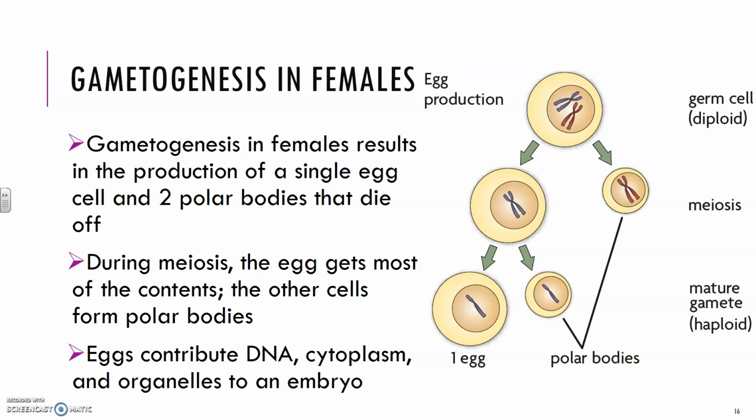All right, so from one germ cell in egg gametogenesis, you're only going to get one egg, whereas in gametogenesis in males, one germ cell will produce 4 sperm cells. So when the egg and the sperm combine, all of the cytoplasm and the organelles came from the mother, came from the egg.